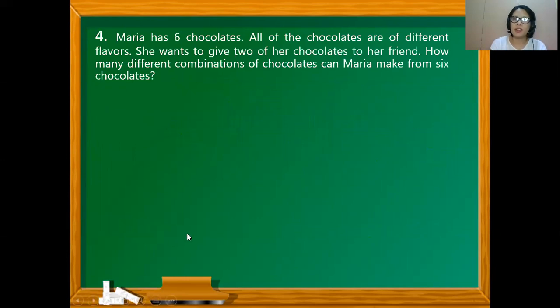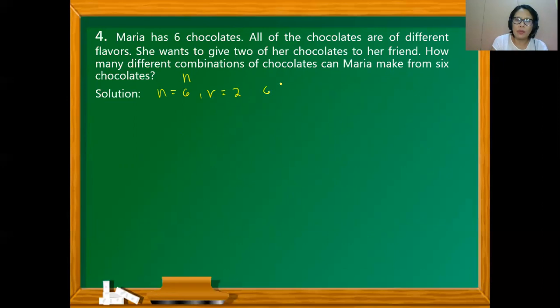Now, Maria has 6 chocolates. All of the chocolates are of different flavors. She wants to give 2 of her chocolates to her friends. How many different combinations of chocolates can Maria make from 6 chocolates? So N here equals 6 while R is 2.